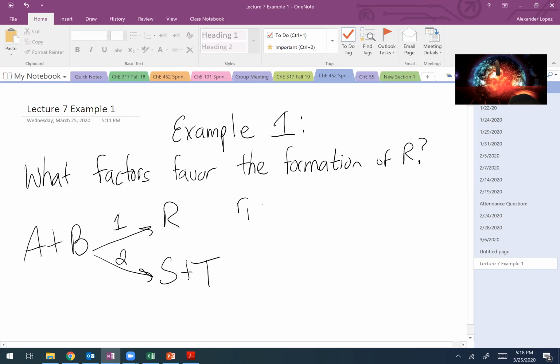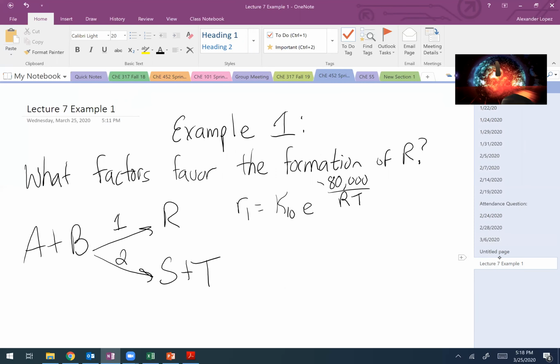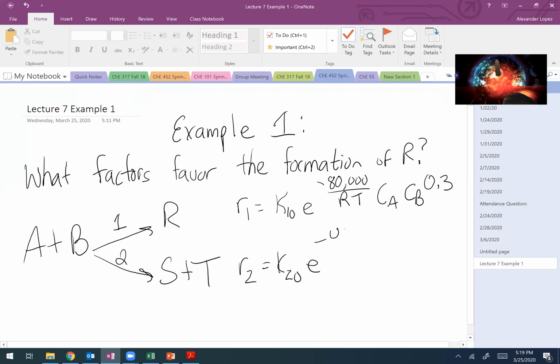And our reaction expressions are, excuse me, K1 naught e to the negative 8,000 over RT times Ca times Cb to the 0.3 power. Reaction 2 is K2 naught e to the negative 4,000 over RT, Ca to the 0.5, and Cb to the 1.8.